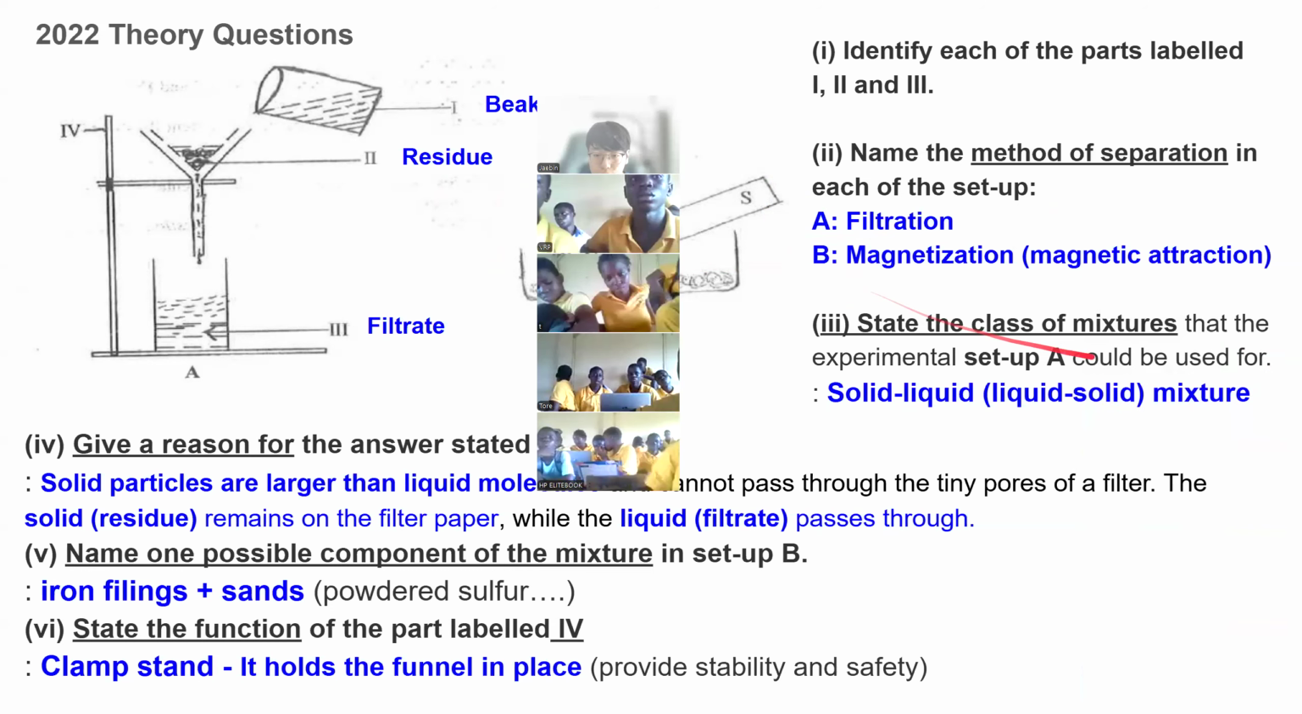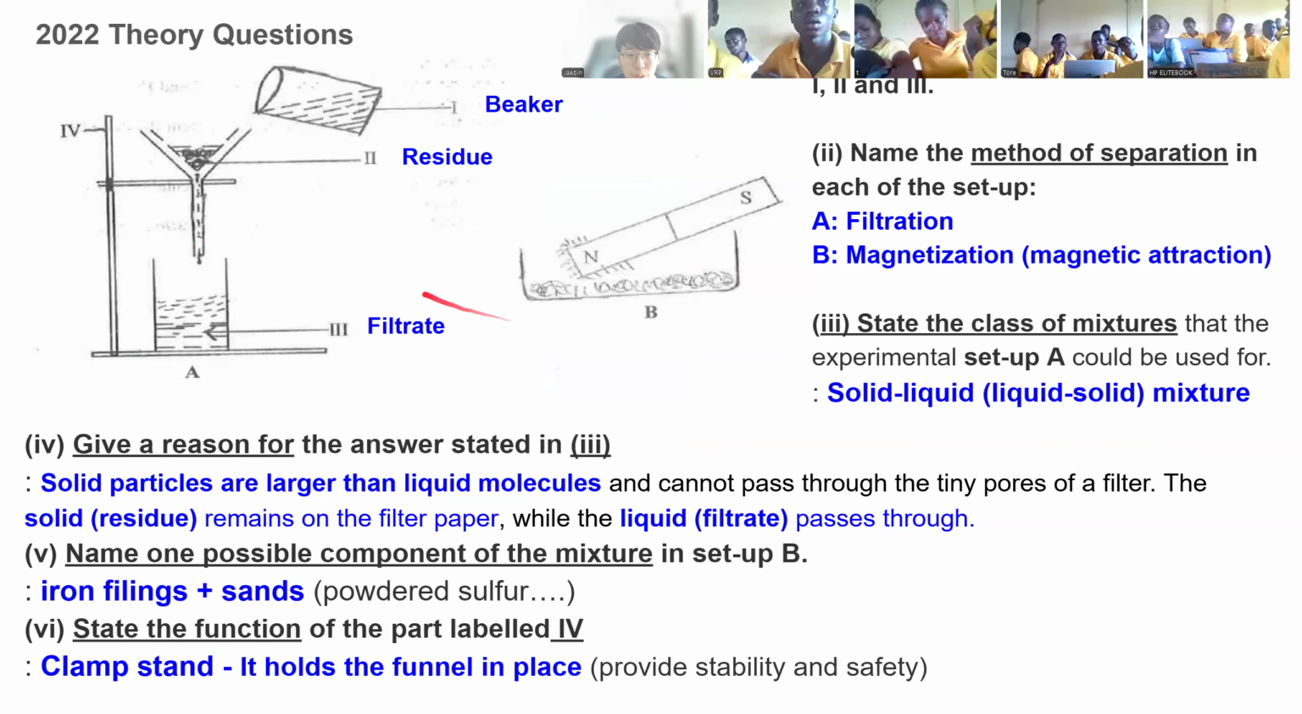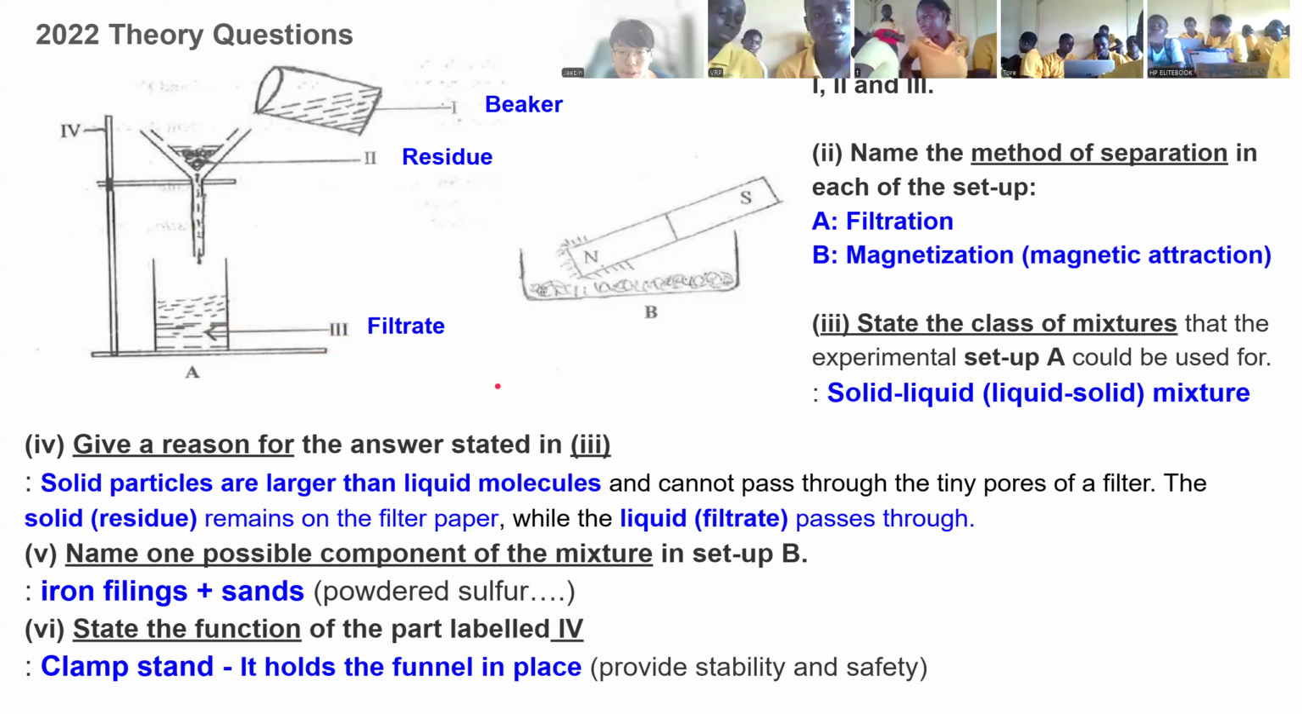Third question asks us to state the class of mixtures that the experiment setup A could be used for. Remember, filtration is used for solid-liquid mixture. Because it separates the solid, collected as a residue, from the filtrate, the liquid that is collected. So filtration, remember, is a way to separate the solid-liquid mixture.